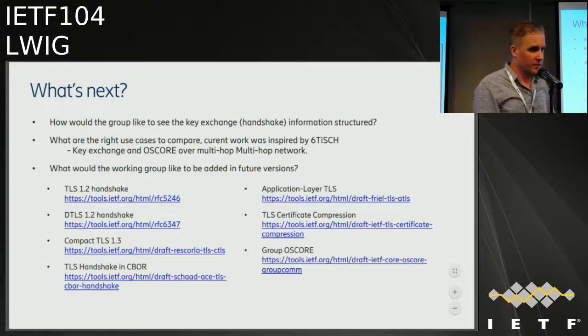And the question to the working group is, what's next? First, what does the working group think about the changes that were made? Is it structured in the correct way? Would the working group like it structured in some other way, some other comparisons in the tables, and so on? Also, right now we are comparing the byte sizes of the protocols themselves. Are there any other deployment scenarios that should be considered, any extensions that are important for LWIG use cases? And what would the working group like to be added in future versions, if anything?